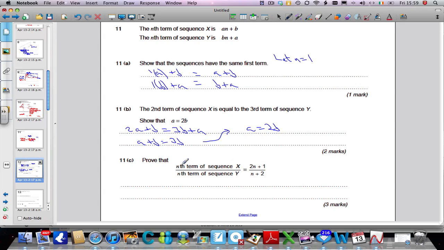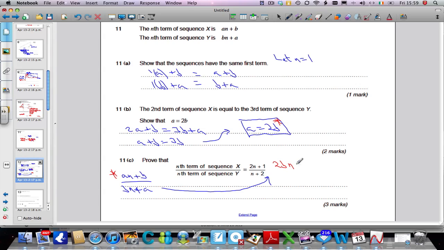Okay, next one, it says prove that the nth term of sequence x divided by the nth term of sequence y is this expression here. And I'm going to use this little fact here to help me solve this problem. So sequence x is an plus b, and sequence y is bn plus a. Now I know that a is equal to 2b, so instead of a I'm going to replace it with 2b. So instead of a I'm putting in 2b.